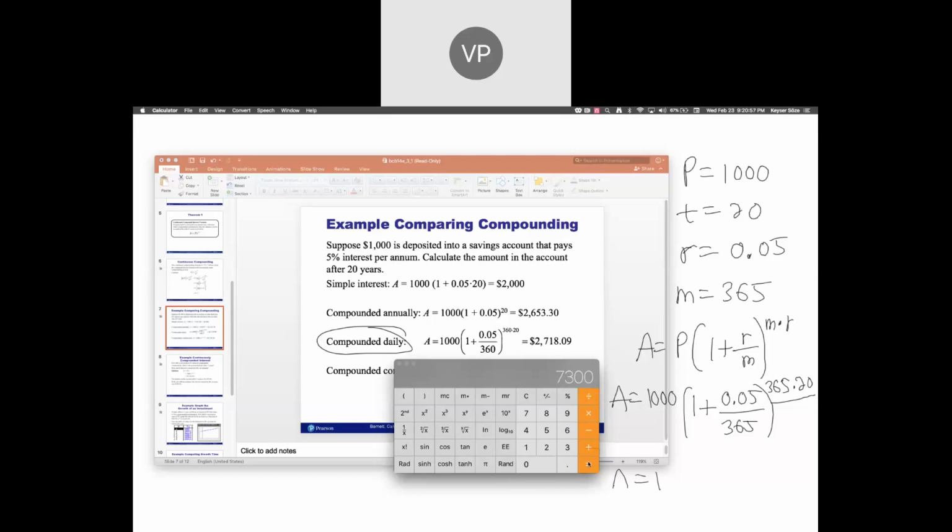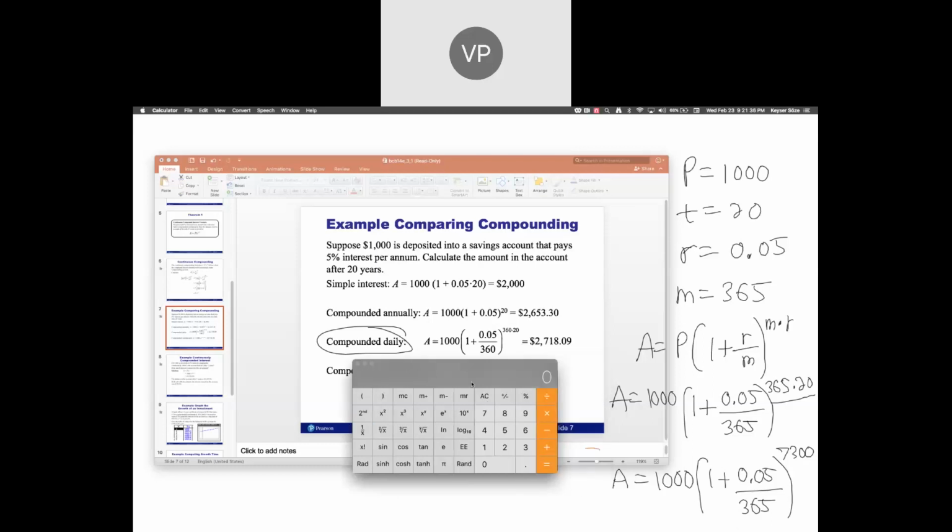So we have A equals 1,000 times (1 plus 0.05 over 365), and the power now is actually 7,300. What that's saying is, if you're doing interest every day for 20 years, you're going to get 7,300 different interest transactions. So instead of going one day at a time, this formula lets you jump right to the end result. Now on a calculator, here's what I'm going to do.